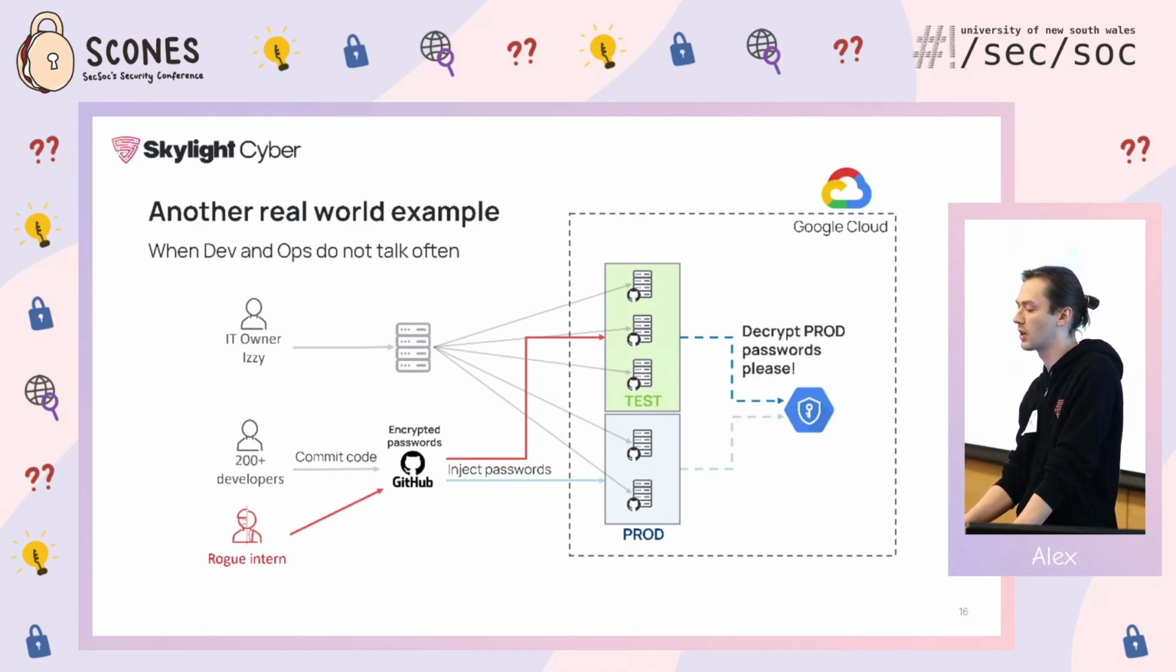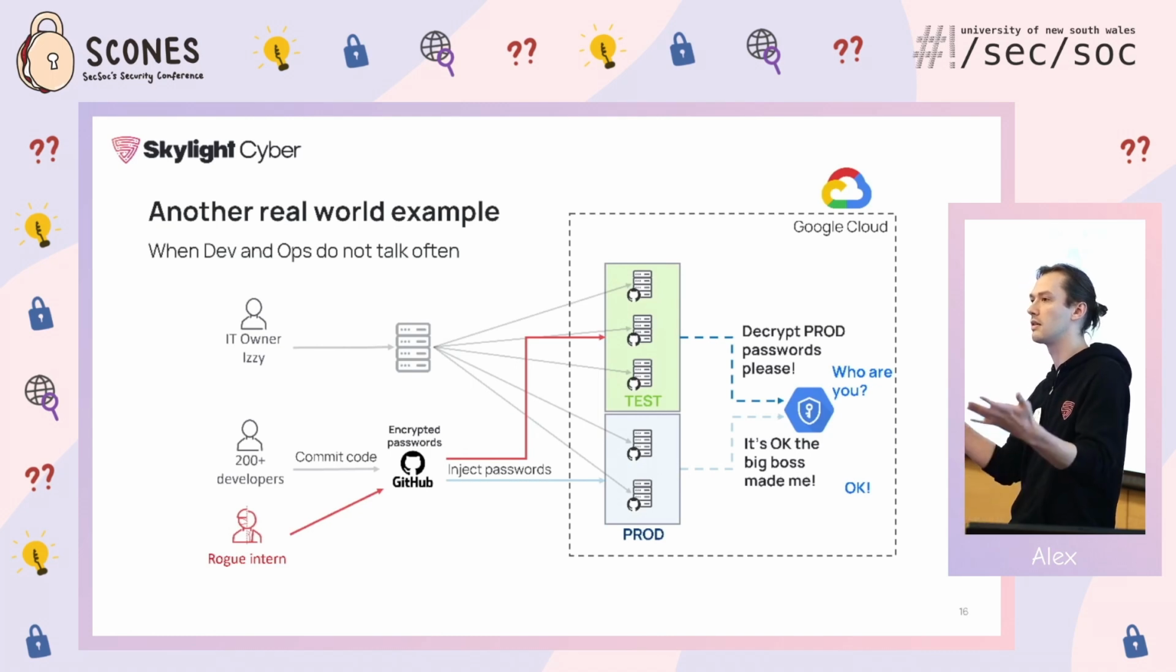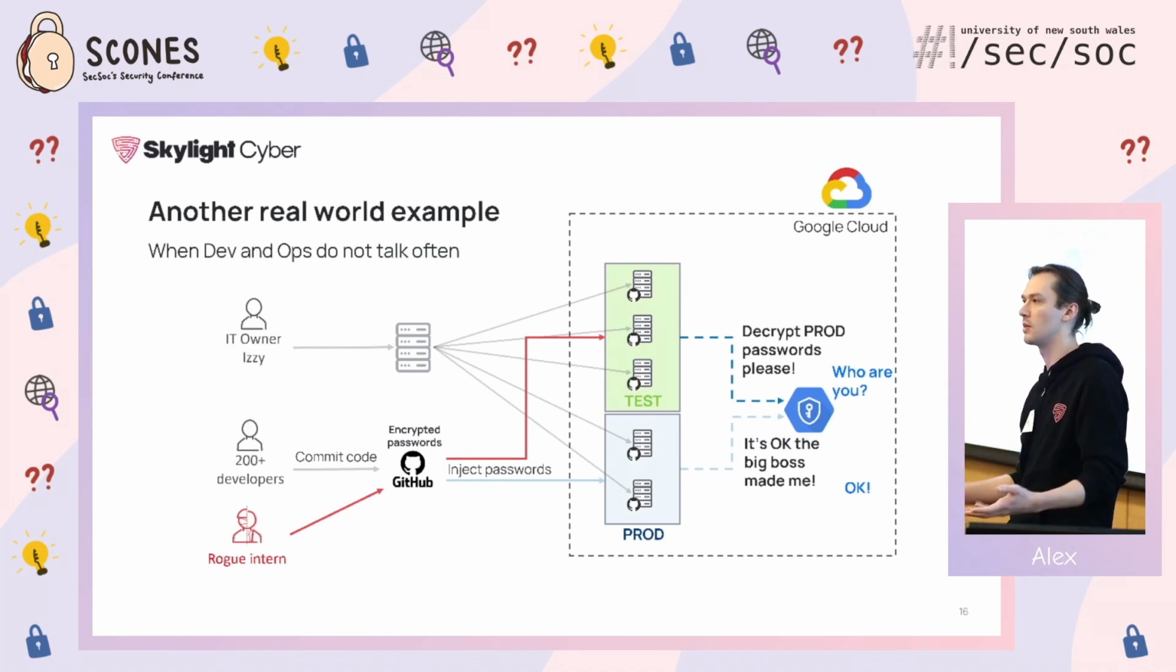Basically it says, decrypt production secrets for me. Who are you? It's okay, Big Boss made me, because Izzy made this thing. Izzy made this test environment. And so they had equal weight in terms of how they were authenticating, how they were identifying. They got labeled as, these ones are test, these ones are prod, but under the hood, they're all running the same. So the test environment could ask for production secrets to be decrypted as well.